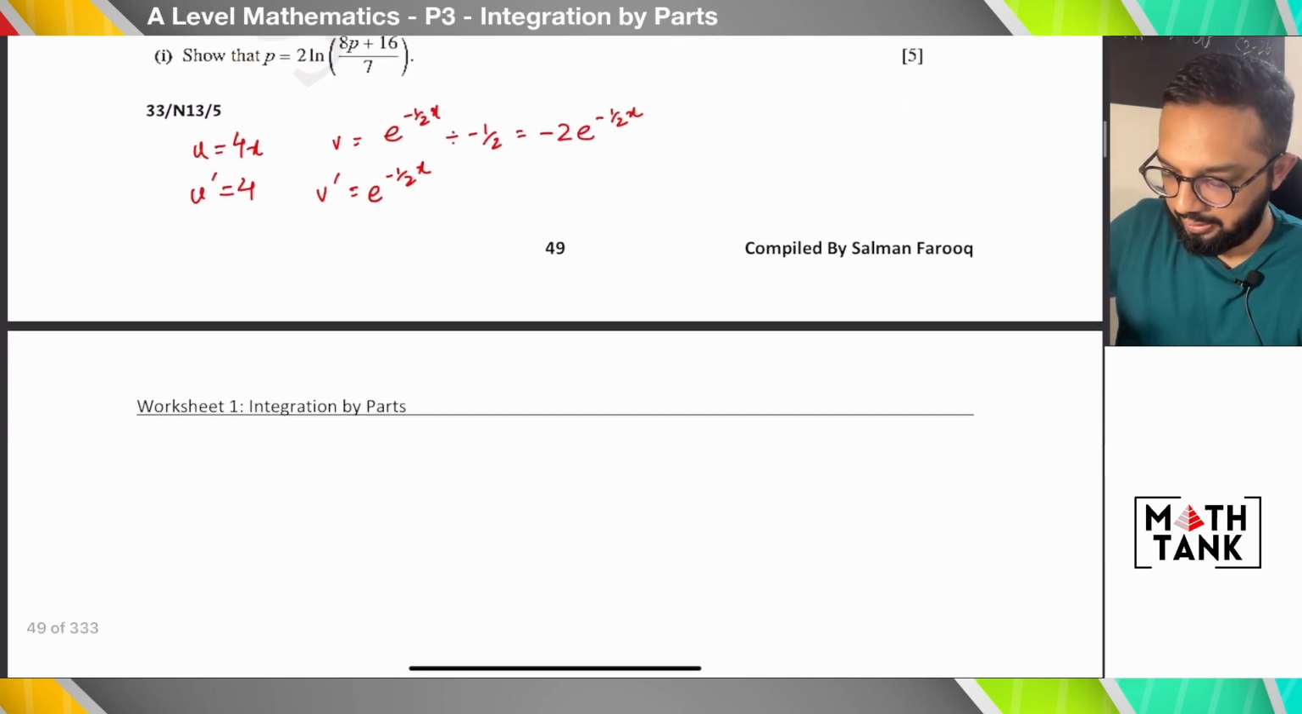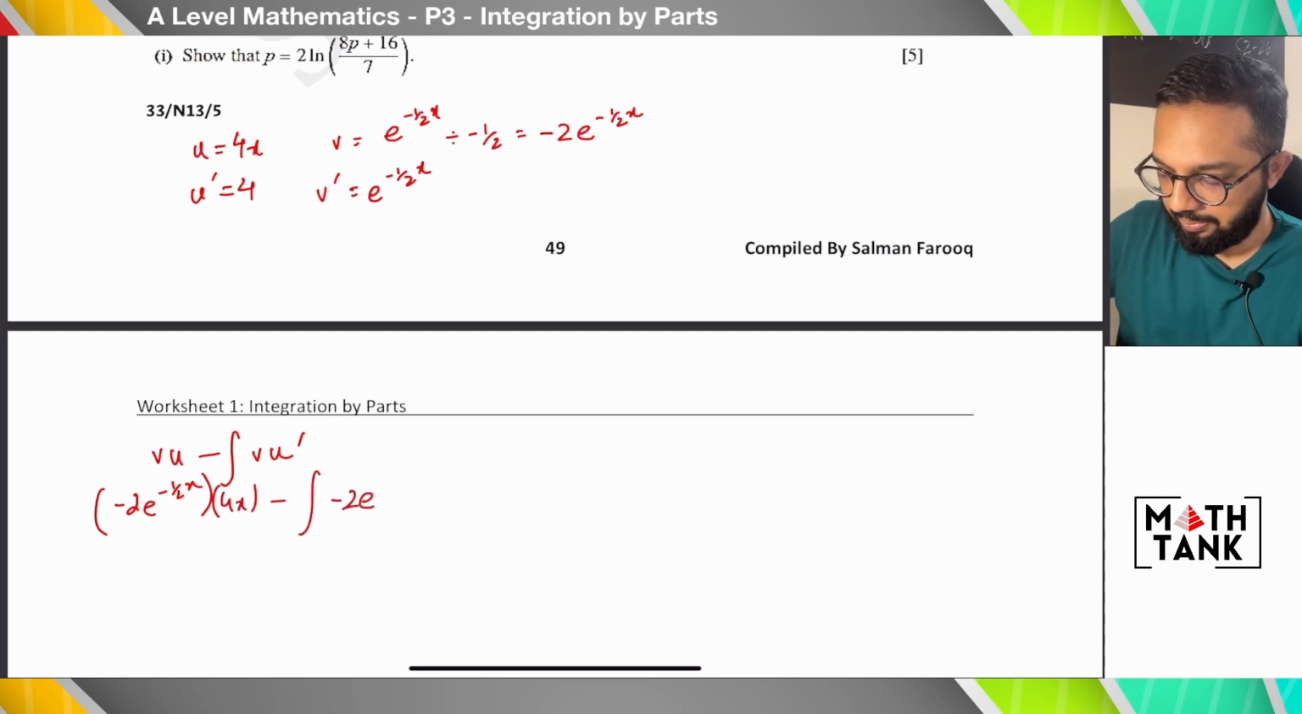I'm going to write my formula: vu minus integration of vu dash. So minus 2 e power minus half x into 4x, minus the integral of minus 2 e power minus half x into 4.